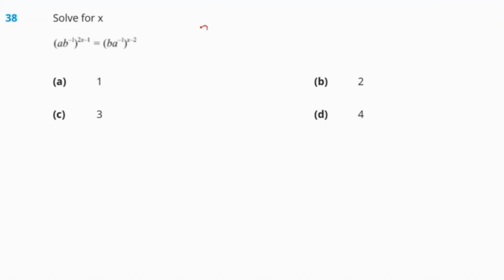Next, here we need to solve for x. It is given to us as (AB raised to the power minus 1) entire raised to the power 2x minus 1 equals (BA raised to the power minus 1) raised to the power x minus 2. If we solve it, we will get AB raised to the power minus 2x plus 1 equals BA, or simply, since the power is minus 1, we can reciprocate as well. And then we can solve it like this as well.